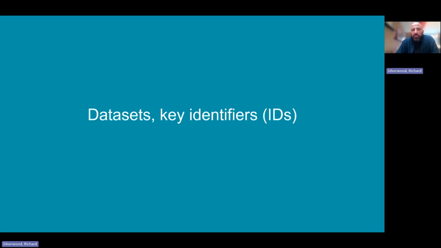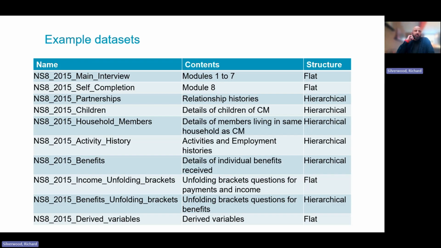Okay, a little bit on the data sets as you might find them and some of the key identifiers. So here, if you were to look at all of the data sets that are available for Next Steps Sweep 8, so in 2015, you might find that you've got a download basket that looks something like this. So we can see that there's several different data sets relating to different aspects of the data collection.